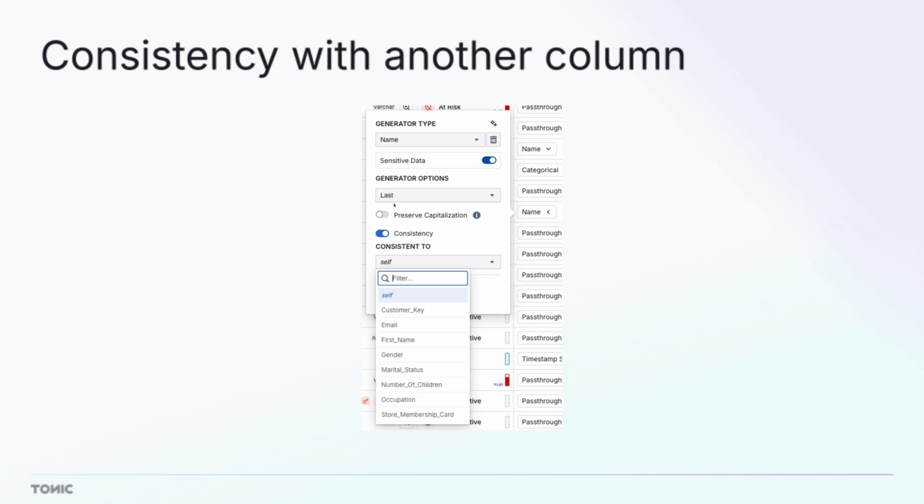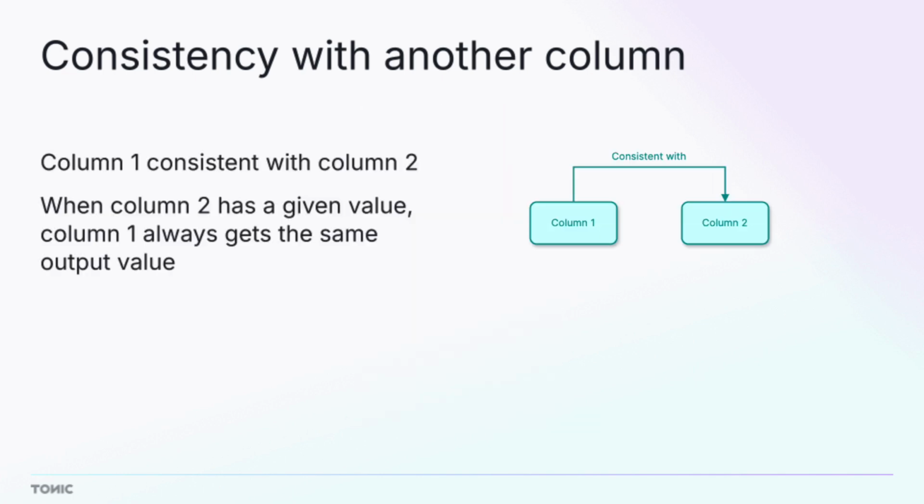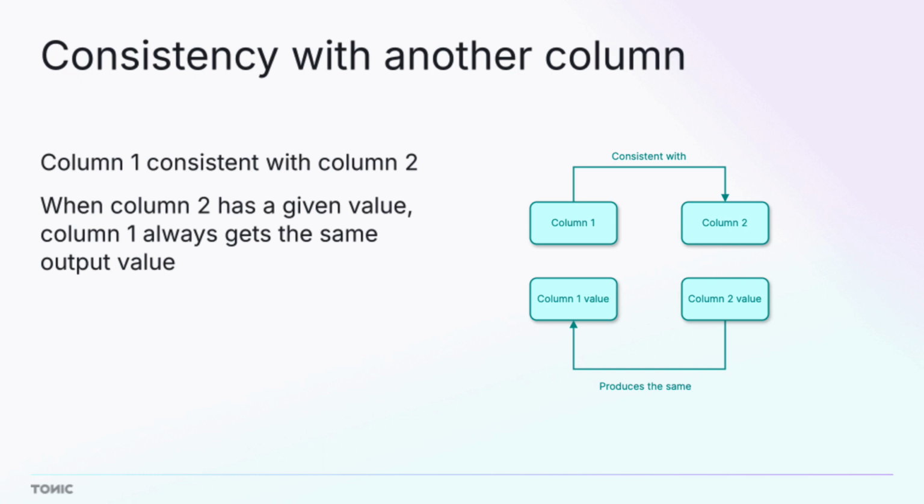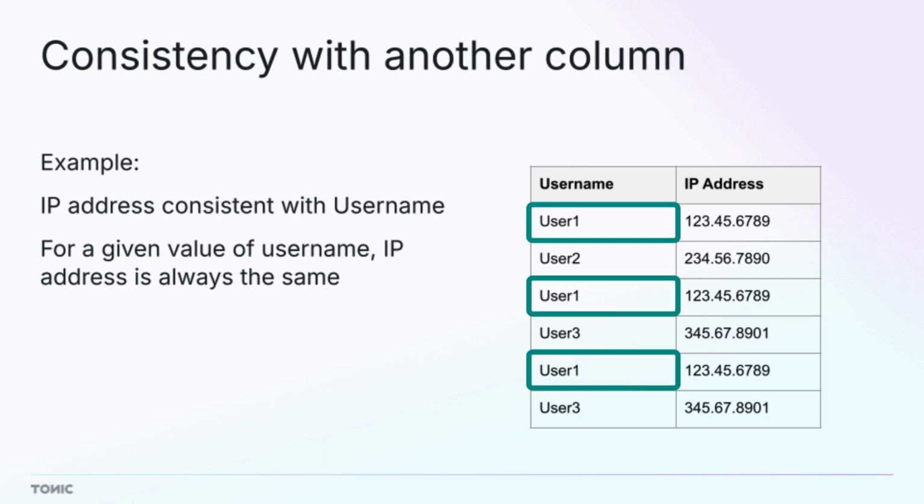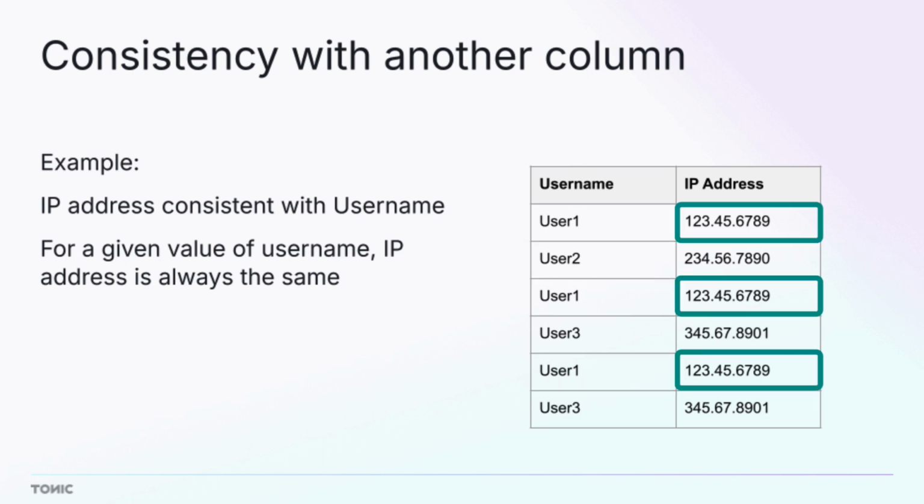Some generators also allow consistency with another column. This means that when the other column contains a given value, the configured column consistently produces the same destination value. For example, you make the IP address generator for an IP address column consistent with a username column. With this configuration, every source record for the username user1 is assigned the same IP address in the destination database.